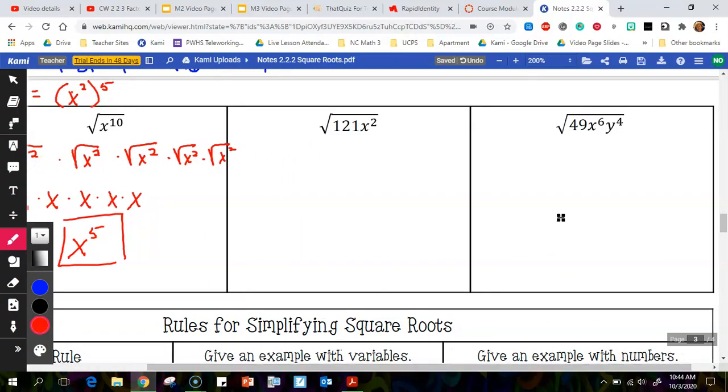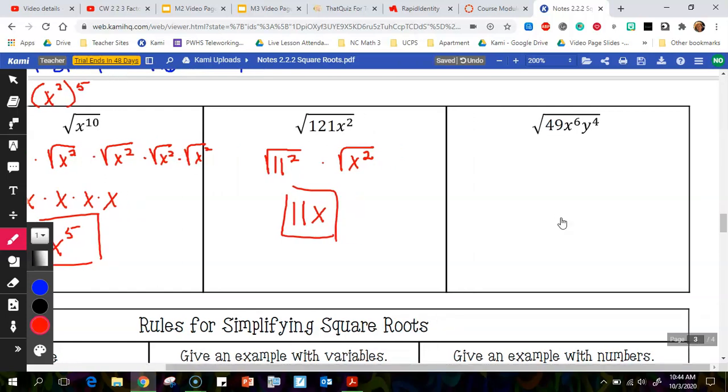Okay, let's look right here. So 121 is 11 squared. So if I rewrote this as the square root of 11 squared times the square root of x squared, both of these can come out from under that radical. The square root of 11 squared, or the square root of 121, is 11. And again, I'm not worried about that plus or minus right now. The square root of x squared is x. So the square root of 121x squared is 11x.